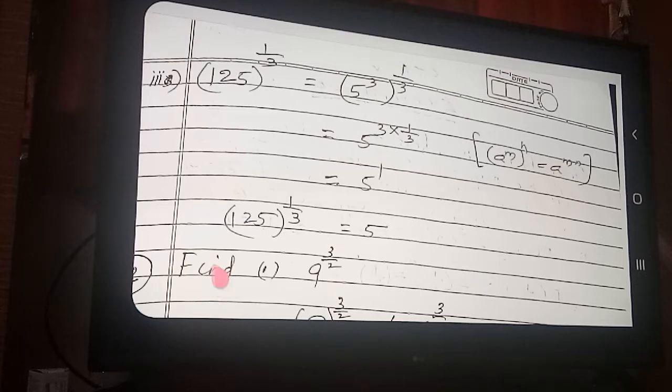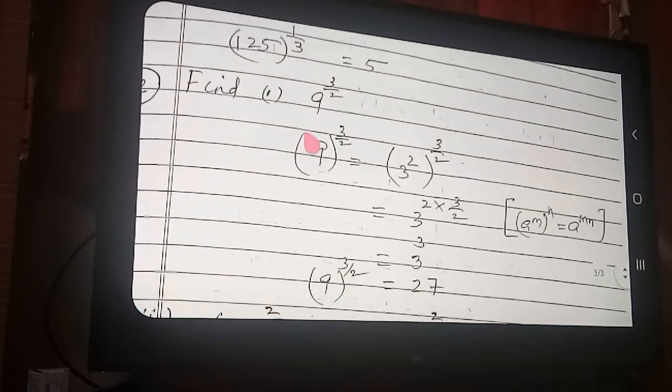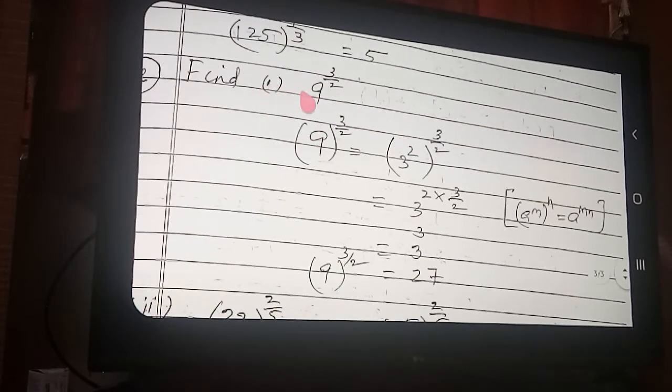Now, we will do the second section's first sum. Listen. Here also the method is the same, there are not that many changes. 9 raised to 3 by 2. Here 3 by 2 is written in the p by q form. Okay. 9 raised to 3 by 2.